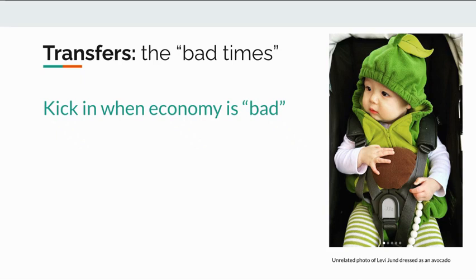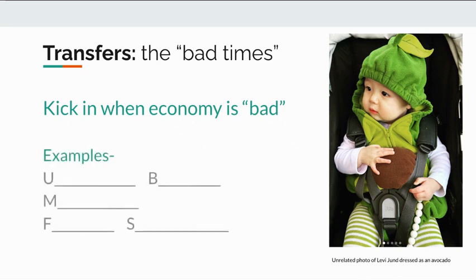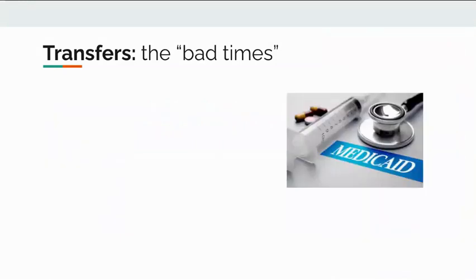So, what are some examples of automatic stabilizers that are transfers? Well, first one would be unemployment benefits. Another one is Medicaid. Another one is food stamps, right? These are just pre-existing programs that already exist for when people are struggling.